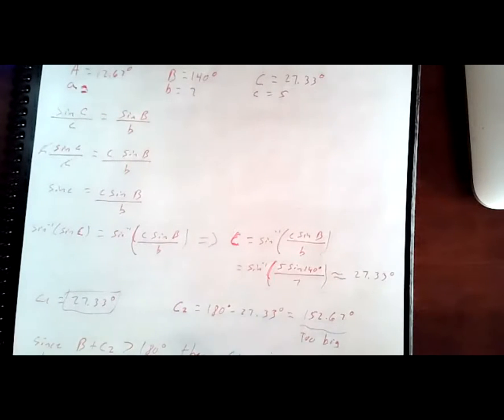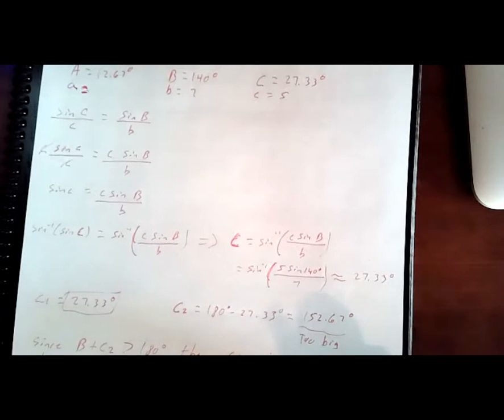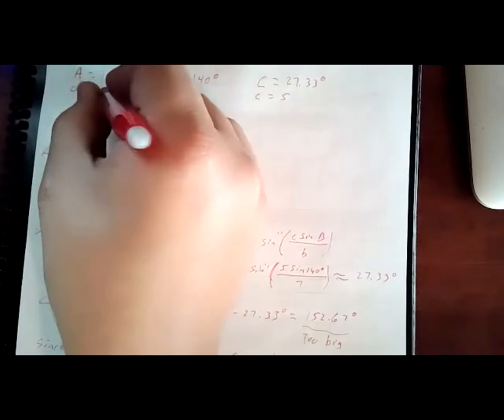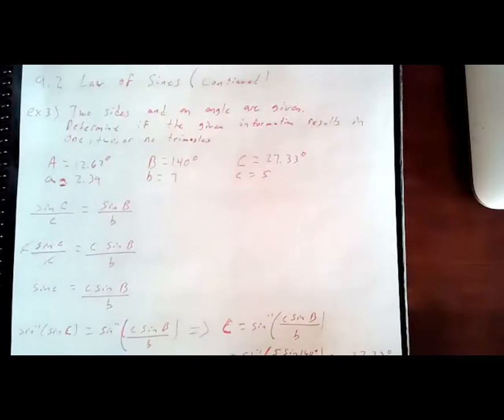Okay. So now just punch this guy in, and we should have our final piece. So 7 sine 12.67 over sine 140, right? Okay. So I'm getting 2.39. So since I only had one triangle, I only had to find one of each, right? Like the last two examples.